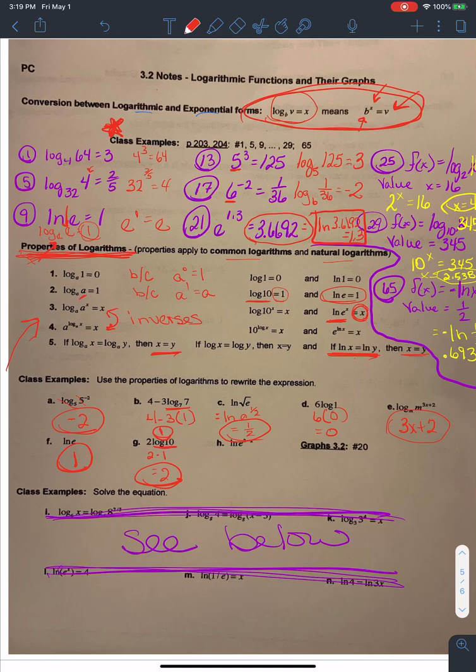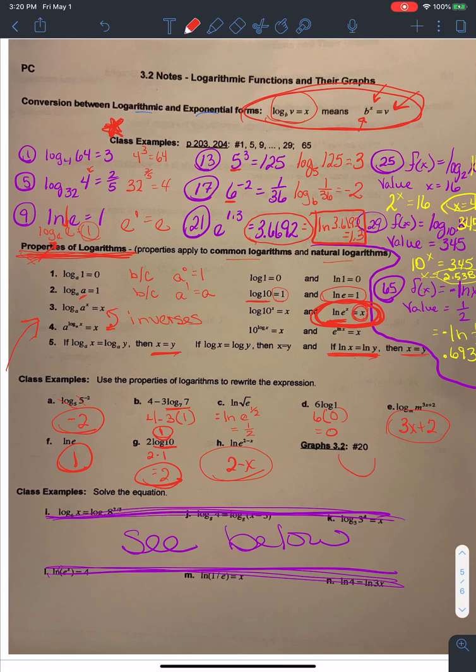Now I accidentally wrote over this, so let me delete something real quick. I have ln e to the 2 minus x. If I am looking at property 3, ln e over here, towards the end of the property, ln and e reduce each other out, that means I'm left with the 2 minus x. That can't simplify anymore, so I'm done.